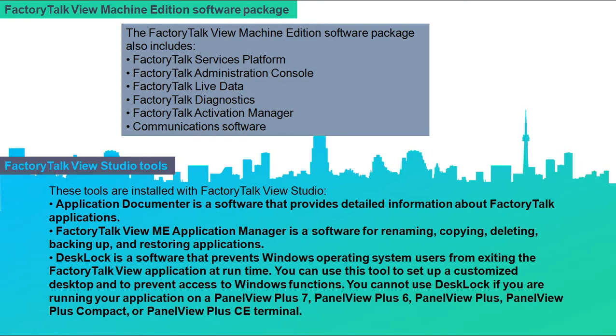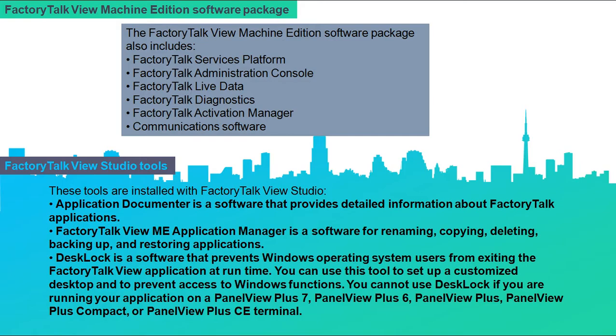FactoryTalk View Studio tools. What are the different tools? The tools are installed in FactoryTalk View Studio. They are Application Documenter, which is a software that provides detailed information about FactoryTalk applications. FactoryTalk View ME Application Manager is a software for renaming, copying, deleting, backing up, and restoring application. Windows Log is a software that prevents Windows operating system user from exiting the FactoryTalk View application at runtime.